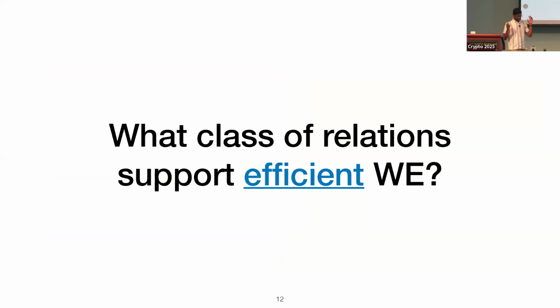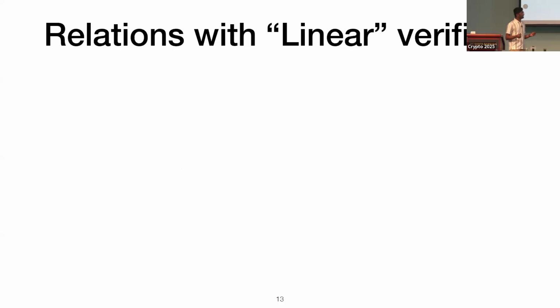Before we dive into all of this, let's try to understand the landscape. What class of relations can you actually build efficient witness encryption schemes for? People have asked this question before. The short answer is relations with a linear verifier.